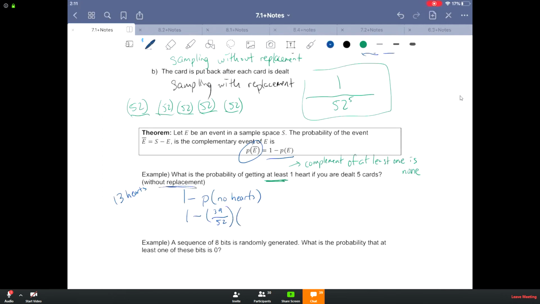Right, we're doing without replacement, so we're not putting it back. So then the next one would be, well, I got 38 cards left to choose from out of a total 51, right? Because we lost a card. And then I got 37 non-heart cards left out of a possible 50. And then 36 out of a possible 49, and 35 out of a possible 48.